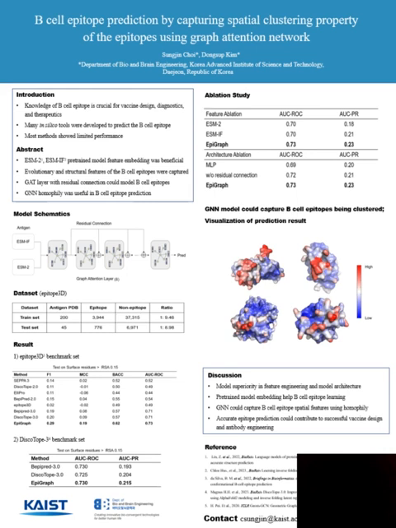Finally, we visualized the prediction results to see how homophily in the graph neural network resembles the B-cell epitope clustering patterns. These are the predictions from good, medium, and bad cases. We can see that the model is trying to get the high signals being close to each other.